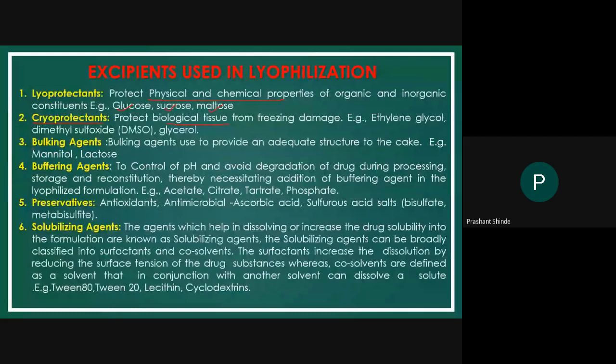Next is your bulking agent. This bulking agent gives adequate structure to the cake after the lyophilization process. Mannitol and lactose are used as bulking agents. Buffering agents are used to control the pH. Acetate buffers, citrate buffers, tartrate buffers, and phosphate buffers are used as lyophilizing buffers. Preservative: antioxidants or antimicrobials can be used as a preservative. Ascorbic acid, sulfurous acid salts, that is bisulfites, or even metasulfites can be used as a preservative.